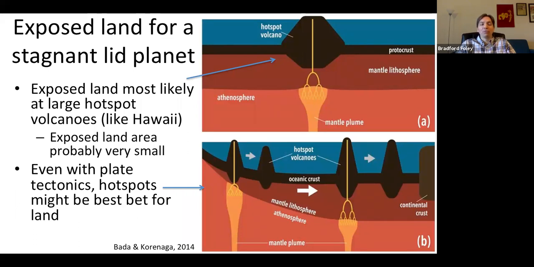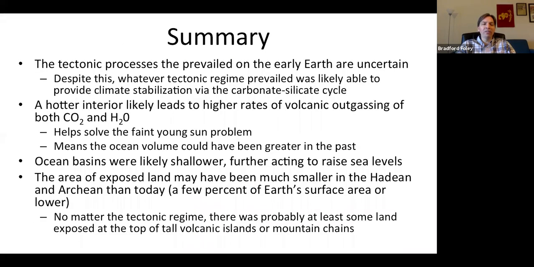And in fact, even if there was plate tectonics, hotspots like this might have still been the best bet, given the fact that continents might have been more submerged, to create land exposed above sea level, right? So there was probably less exposed land, but I would be very surprised if there was no exposed land at all, right? There are reasons why we should expect at least some mountains to form that could stick up above sea level. All right, so in summary, tectonic processes that prevailed on the early Earth are highly uncertain, right?